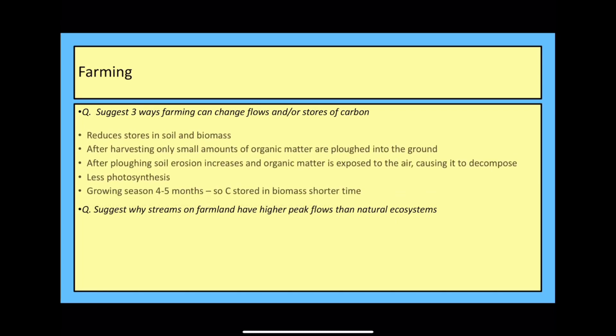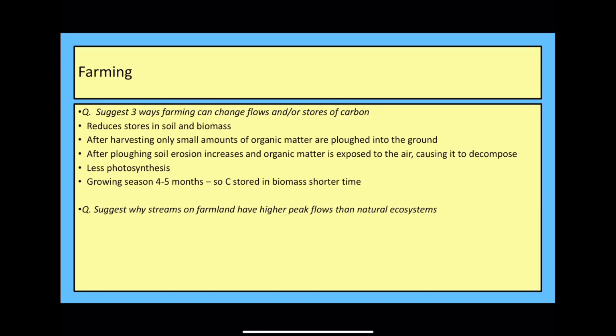Okay, so farming compared to, say, a forest or existing cover is going to reduce the store of carbon in the soil and the biomass. So a crop has a lot less carbon in it than a wood. And after harvesting, there's only a small amount of organic matter that's then returned to the ground. The soil is exposed to the air, and this increases the amount of soil erosion. There'll be a lot less photosynthesis, and plants are only growing for a relatively short time, so 4 or 5 months.